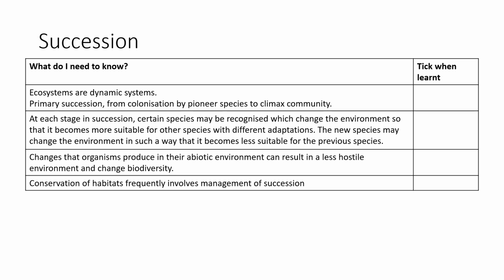You should know that at each stage in succession, species may be recognised which change the environment so that it becomes more suitable for other species with different adaptations. And then the new species may change the environment in such a way that it becomes less suitable for the previous species. Changes that organisms produce in their abiotic environment, which means their non-living environment, can result in a less hostile environment and change biodiversity. And conservation of habitats frequently involves management of succession.